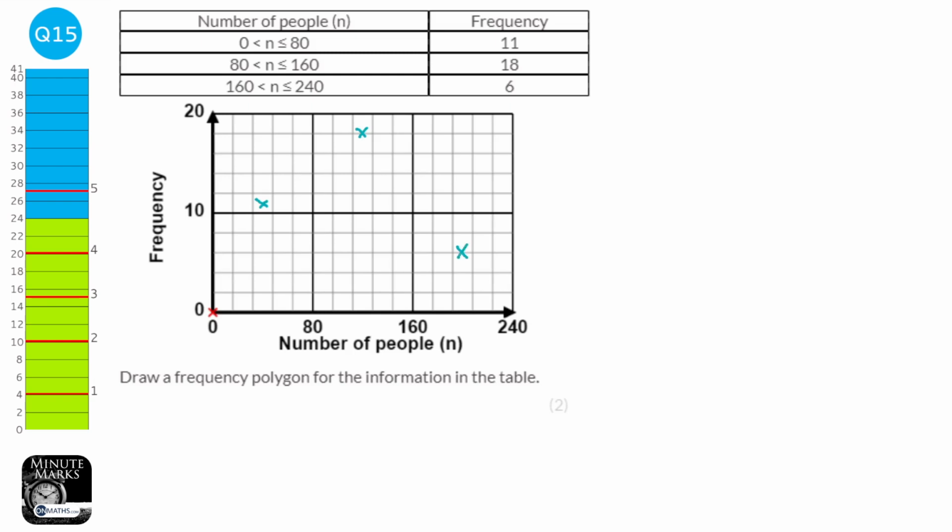Then when you're done, you need to join them up with straight lines. So I'm just going to get my ruler, join them up. Perfectly straight lines, and there we are.